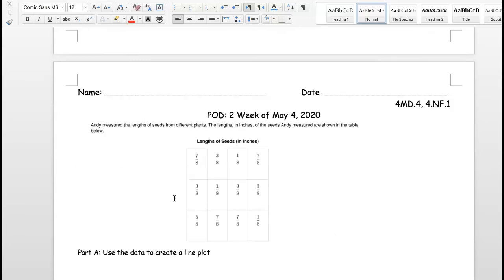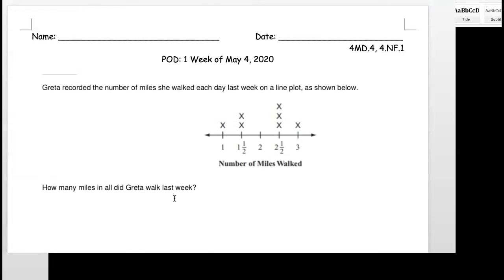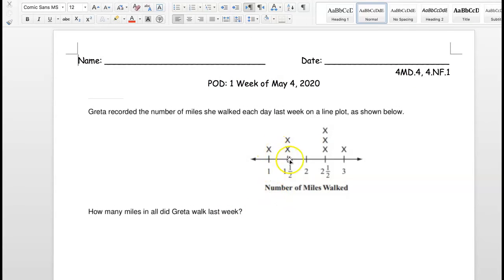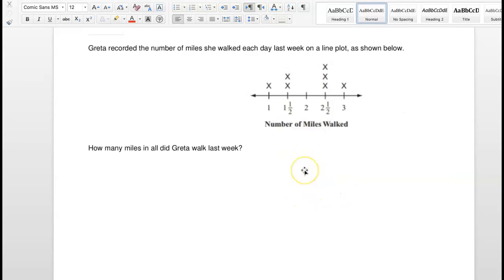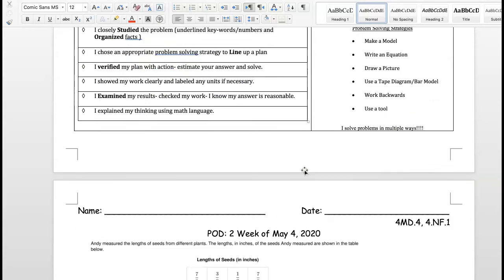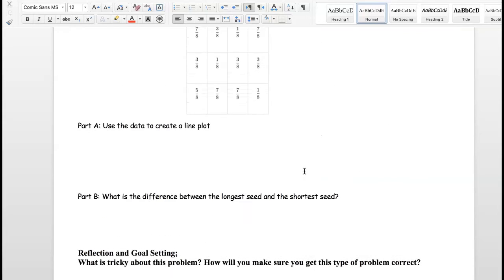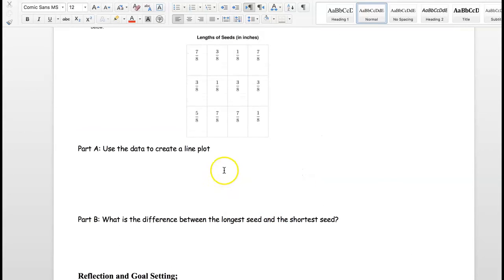Okay, from our last POD, we know that a line plot looks like this. We have each X represents one of those seeds, and we have here our units, number of miles walked. So I know that for this problem, it's going to be something very similar. So I can use the last line plot as a model.